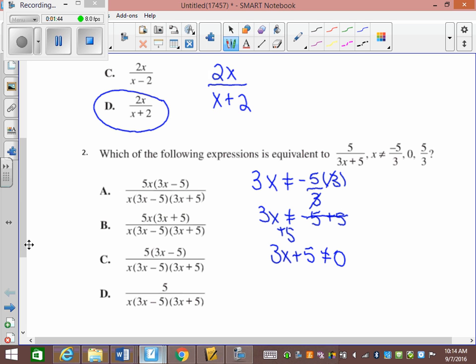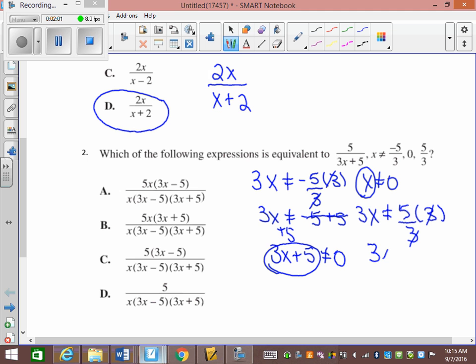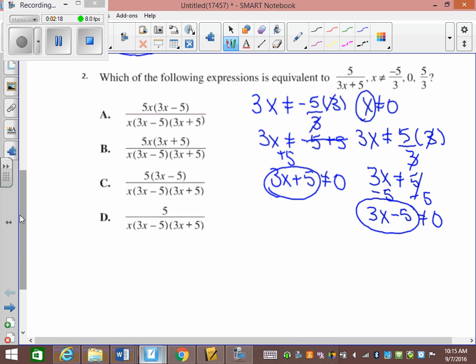So that would have to be my denominator. We already have that. If x can't equal 0, that would mean x would have to be my denominator as well, right? And then if I have x can't equal 5/3, same thing, multiply by 3. 3x can't equal 5. Subtract 5. 3x minus 5 can't equal 0. That would be my denominator. So I know I'm going to have 3x plus 5, x and 3x minus 5 in my denominator, which is all of it, right? And then I have a 5 on the top, because I already have a 5.